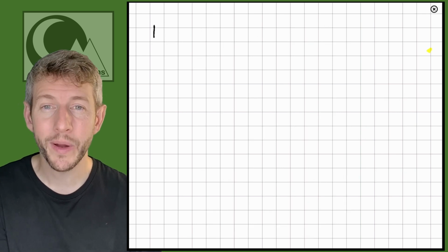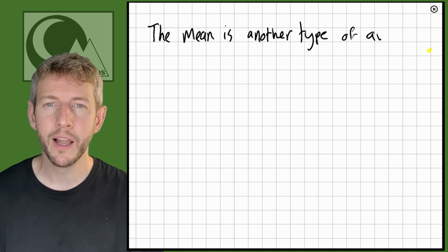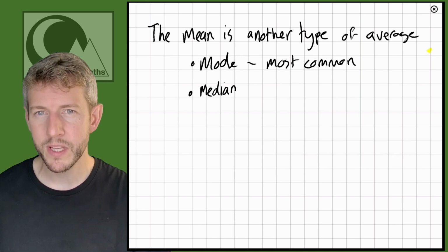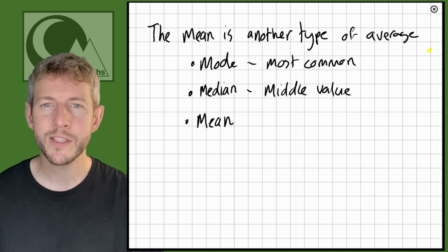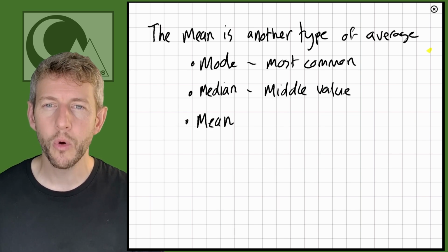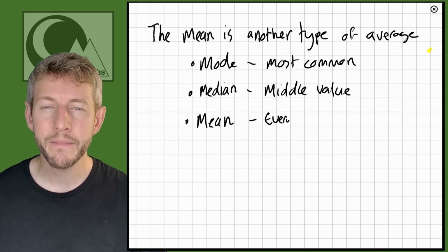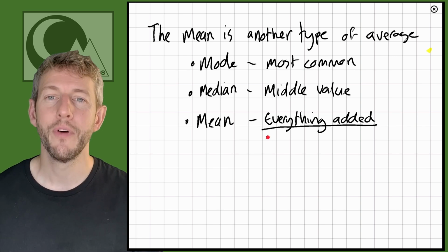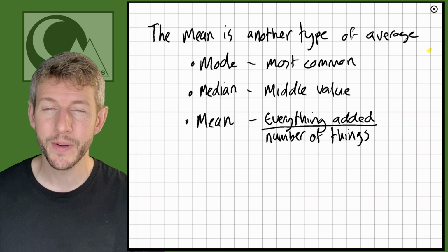But first of all, let's quickly discuss the mean. So the mean is the third in line of the different types of average that we've had. We've looked at the mode so far, we've looked at the median so far, and lastly we've got the mean. So the mean is largely what you think of when you think of the average. In order to calculate the mean, what we do is we add all of our values together and divide them by the number of values. The best way for me to explain this is for us to do an example.